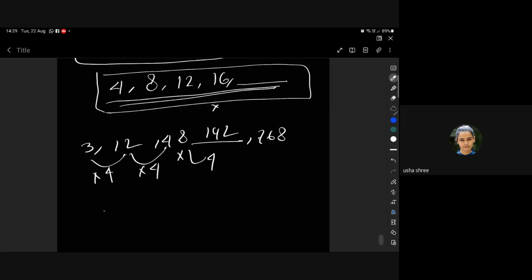This is like this, like that. 2, then 8, then 32. Then what is the next number? Like this. So 2 4s are 8. 8 4s are 32. 32 4s are how much? 128. Like this.